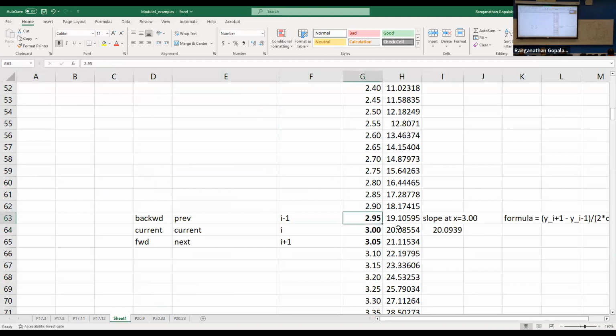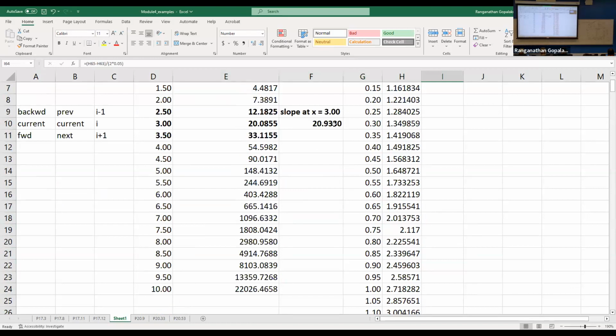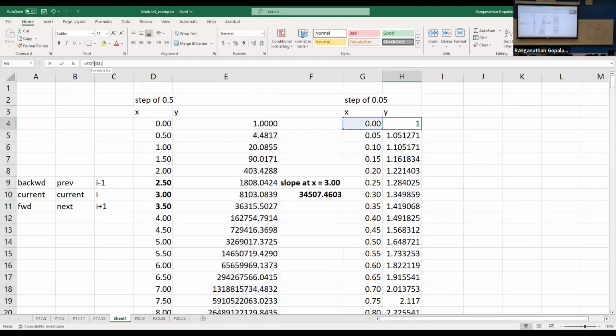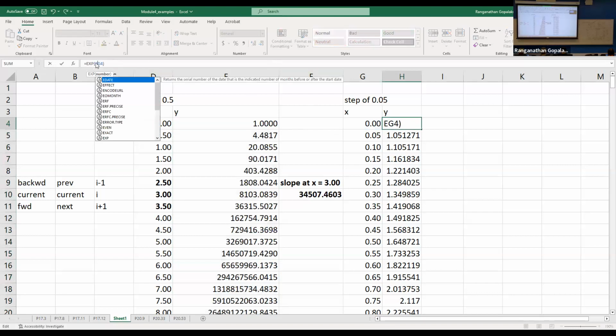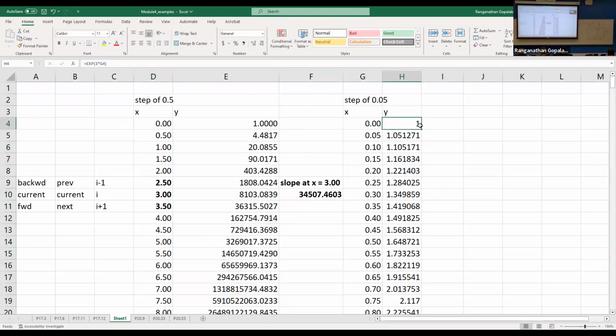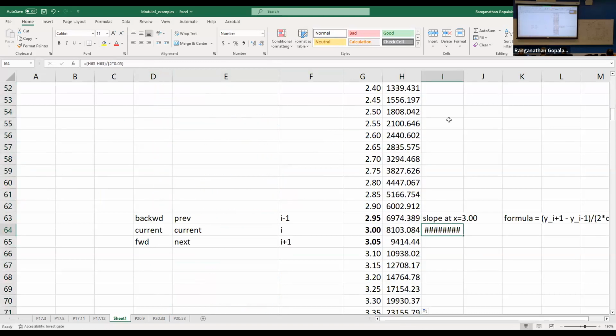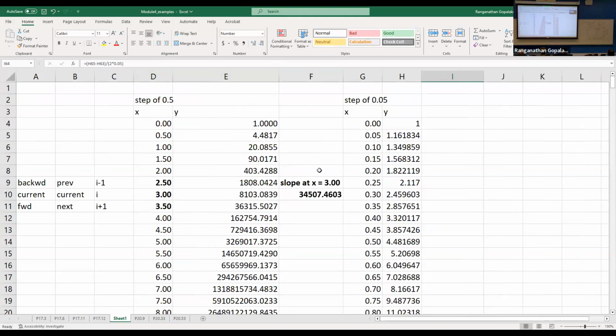20.09. 20.09 versus 20.93. There's a small difference. So I want to accentuate this. Oops. Oh, this is interesting. All right. Now I have the story I want to tell. So you tell me what's going on.